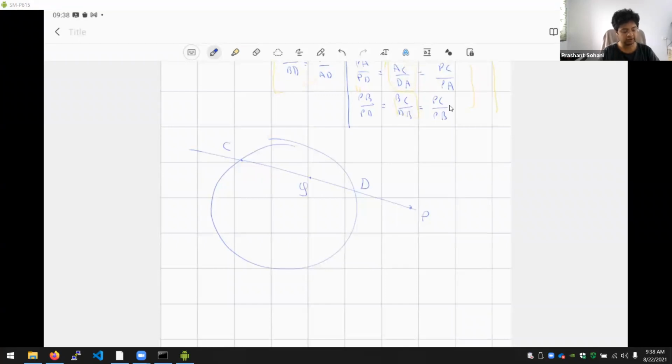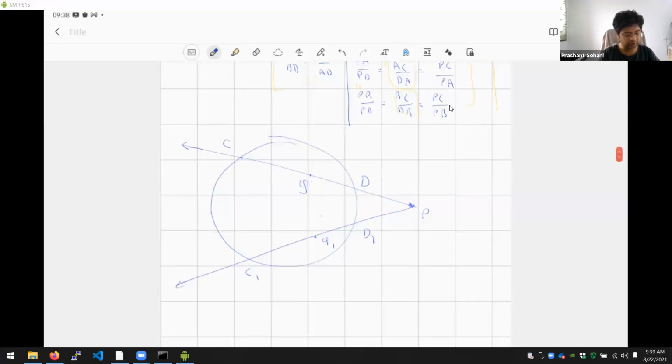Now point P is fixed, but this line is varying. So I could choose a different line, for example, which will give points C1, D1. And on that line, I'll get a point Q1, let's say. As I change this line, the point Q keeps moving. What we have proved just now is that the locus of the point Q is a straight line, because Q and Q1 always lie on that line AB, where A and B are the points of tangency. So as the line moves, the point Q also moves on the straight line.